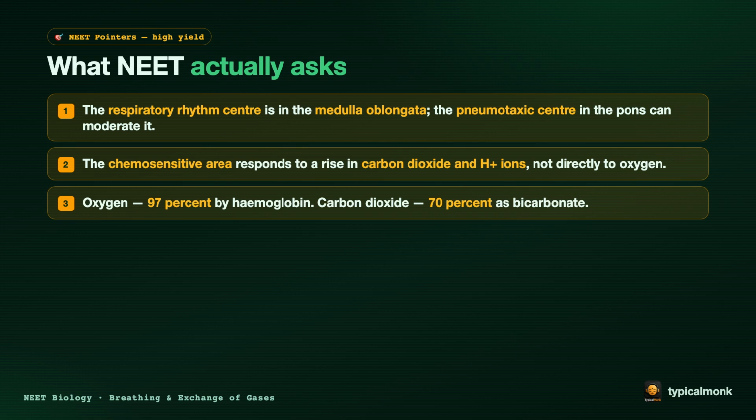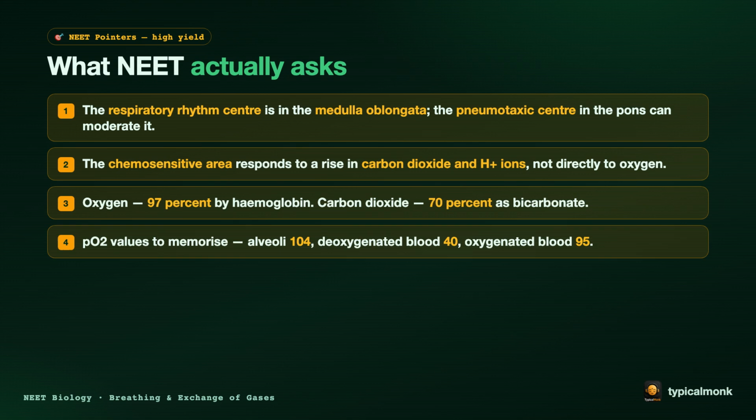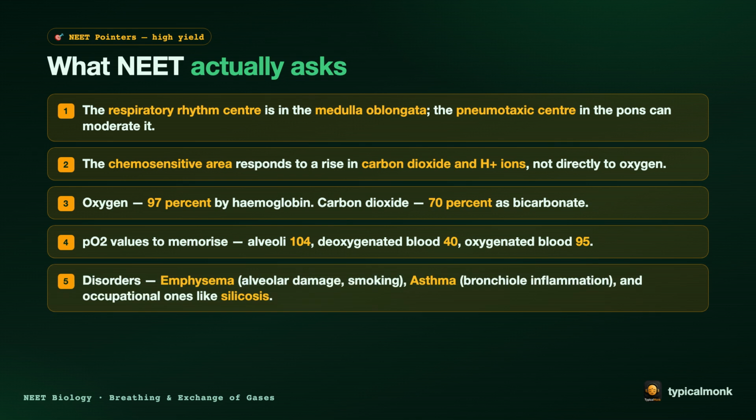3. Oxygen, 97% by hemoglobin. Carbon dioxide, 70% as bicarbonate. 4. Memorize the PO2 values. Alveoli 104, deoxygenated blood, 40, oxygenated blood, 95. 5. Disorders, emphysema, that is alveolar damage and smoking, asthma, that is bronchial inflammation, and occupational ones like silicosis.